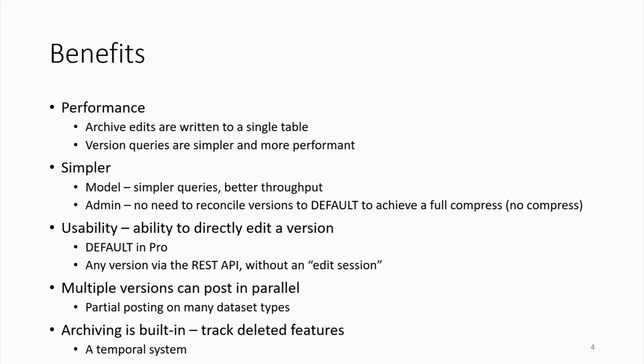Multiple versions can be posted in parallel. And one of the things we also now support that we never did with traditional versioning is partial posting, where you take a subset of the features that you've modified in your version and you post them to default. It's not all or nothing. You can have subsets. Now, we don't support all dataset types yet. One of the things that our team is working on, Hussein, myself, others, is partially posting utility networks, network data. That's a tricky problem. It's still very much a work in progress, but it'll get there.